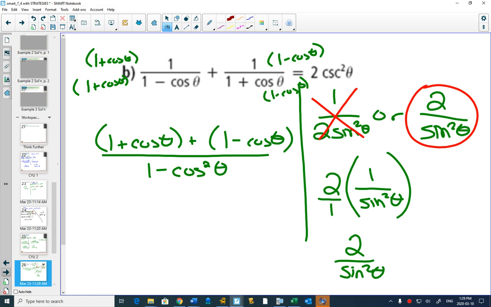Back on the left-hand side, can you see the bottom? 1 minus cos squared. I can change that to sine squared. And on the top, I'm going to get 1 plus 1, 2. Cos theta minus cos theta, nothing. We're done.